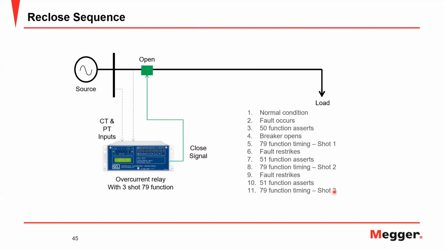So now we're timing towards shot 3, and this will be a little bit longer time. This may be up to 3 minutes, 5 minutes in some cases. It finally times out, breaker's closed again, restrikes, 51 function asserts. This time, however, it reaches lockout. As soon as the 51 function asserts, the trip signal is sent, the breaker comes open, and the whole thing is over. Pretty straightforward.